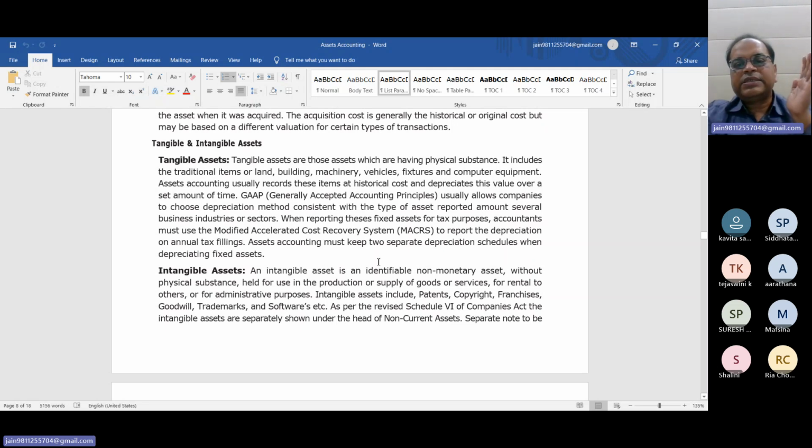So asset accounting must keep two separate depreciation schedules when depreciating fixed assets. Whenever we calculate the depreciation, we have to prepare two schedules: one schedule for the accounting purpose and another schedule for the income tax purpose.